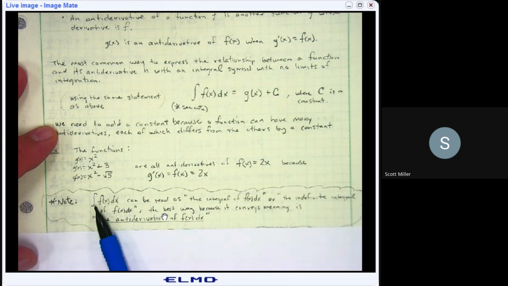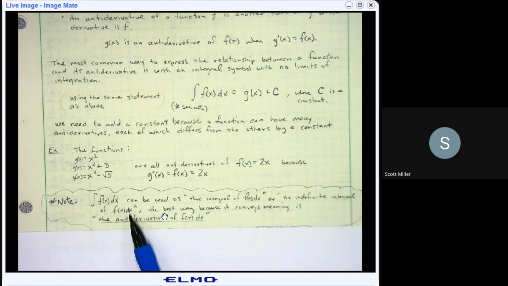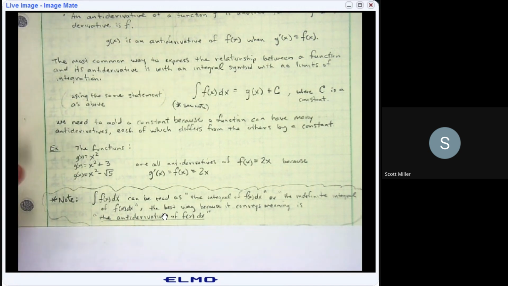This integration symbol of f of x dx can be read as the integral of f of x dx or the indefinite integral of f of x dx. The best way, though, because it conveys its meaning, is to call it the antiderivative of f of x. Think of it as an antiderivative, and it helps with a lot of questions that come up a little bit later.